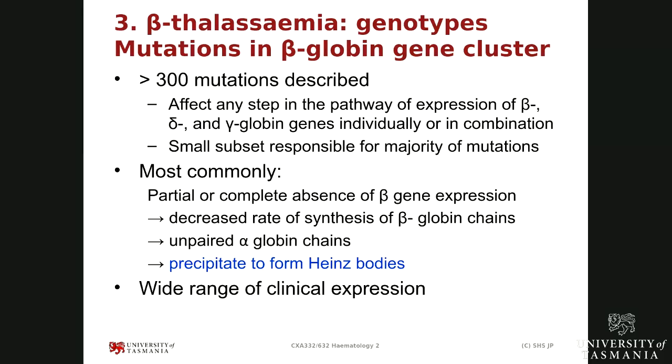Most commonly we have partial or complete absence of beta gene expression, but we can also have a decreased rate of beta globin. They can be being produced, but they're at a decreased rate.